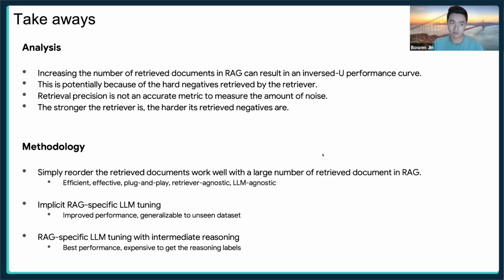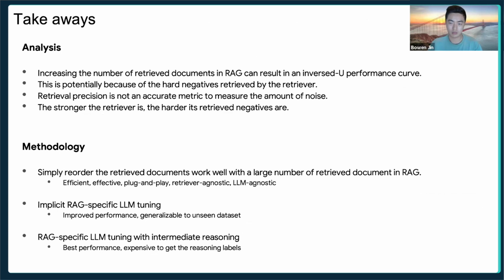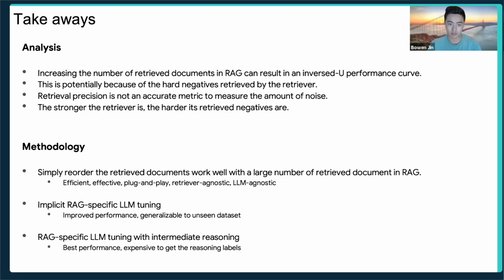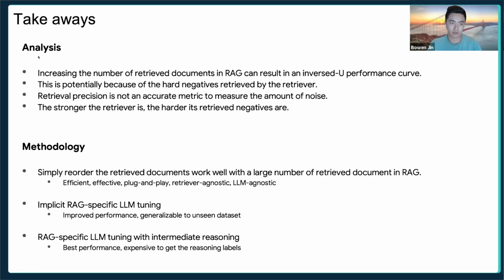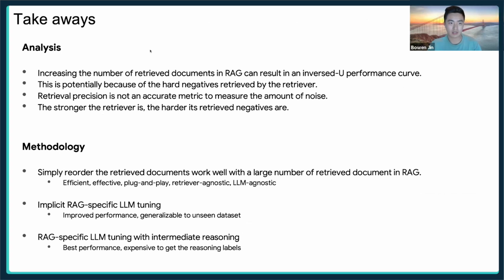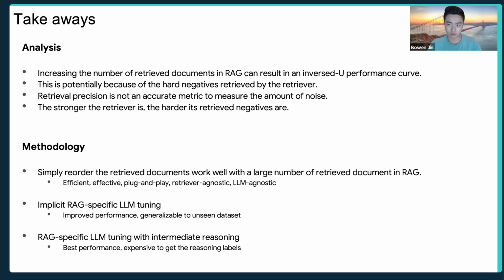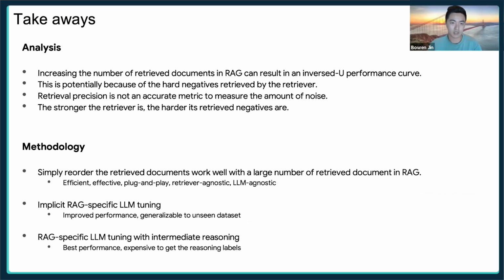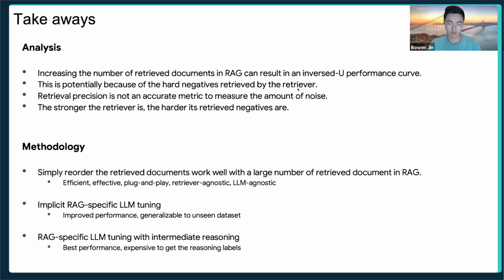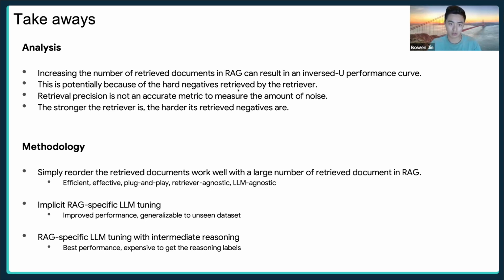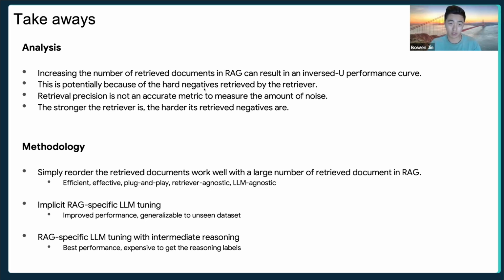That's it for the method part, and finally, we would like to summarize some takeaways from this paper. The first takeaway is from the analysis part. We learned that increasing the number of retrieved documents in RAG can result in an inverted U performance curve. So it's not continuously increasing, but it increases and then decreases. This is potentially because of the hard negatives retrieved by the retrievers, and those hard negatives can mislead the large language model. Thirdly, retrieval precision is not a very accurate metric to measure the amount of noise or the amount of hard negatives.